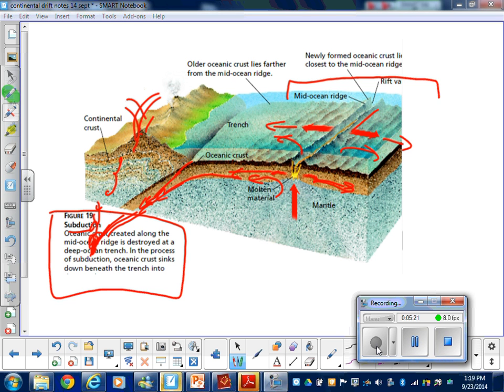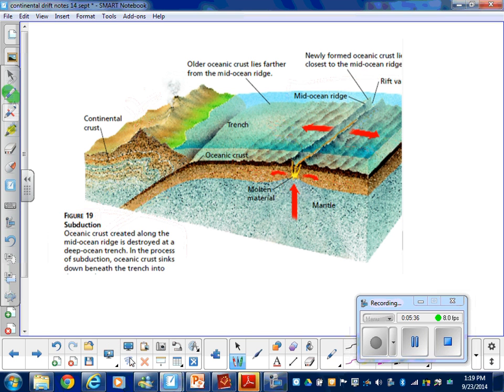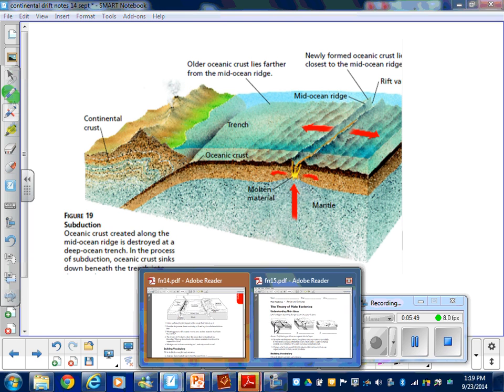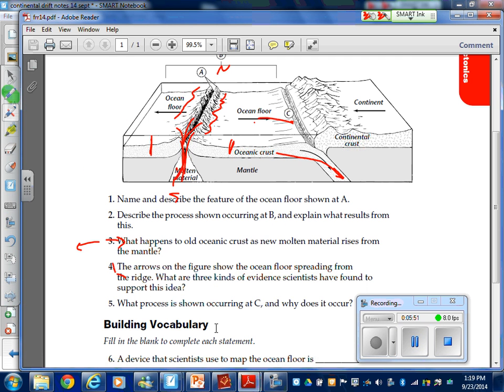So the new crust that was formed here, probably millions of years later, ends up being destroyed. So it is kind of a cycle, although a very, very slow one. But again, you see here, it says oceanic crust created along the mid-ocean ridge is destroyed at the deep ocean trench. In the process of subduction, the ocean crust sinks down into the mantle. Okay, so that's pretty straightforward. Any questions on that first part?